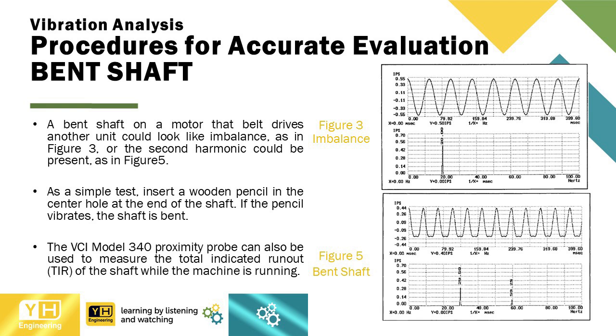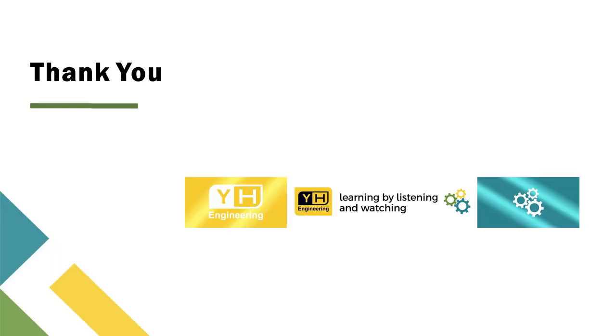The VCI Model 340 proximity probe can also be used to measure the total indicated runout, or TIR, of the shaft while the machine is running.